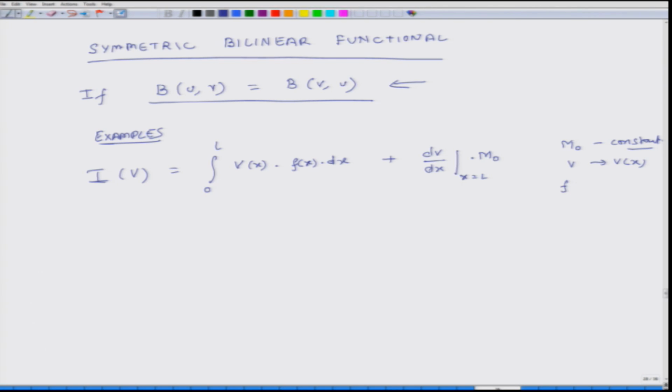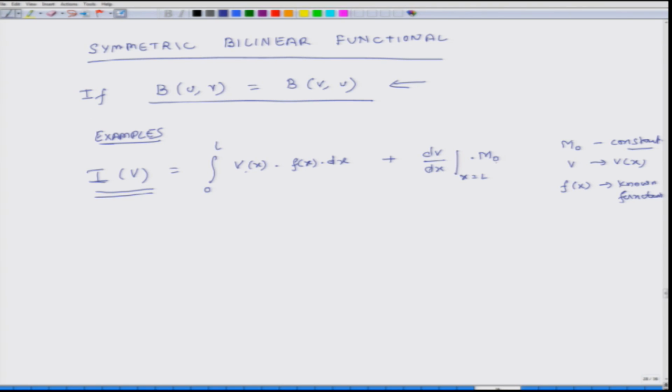F is a known function, so I cannot vary F. V is something we are interested in finding out; we can change V. That is why I say that I depends on V alone, it does not depend on F. If I change V, then I changes. So, I is dependent on V alone.